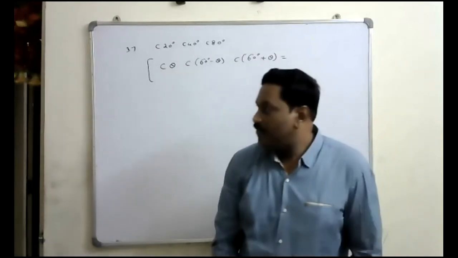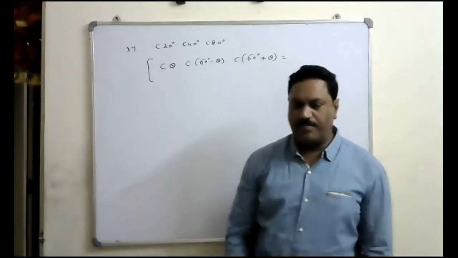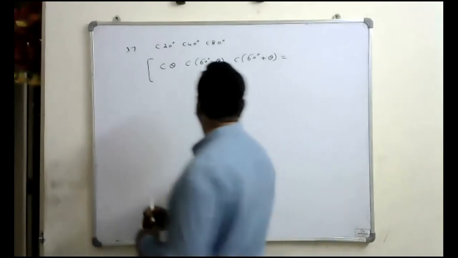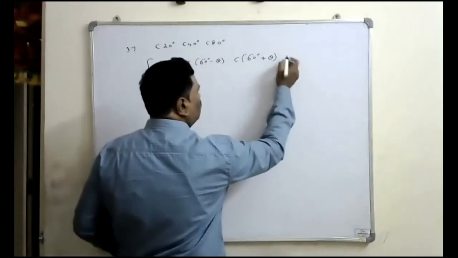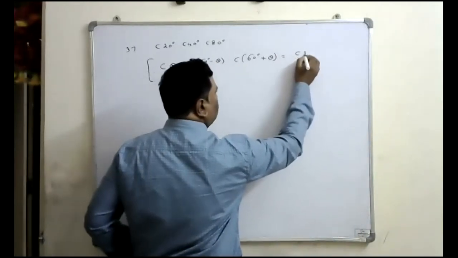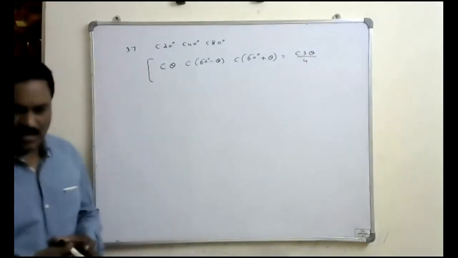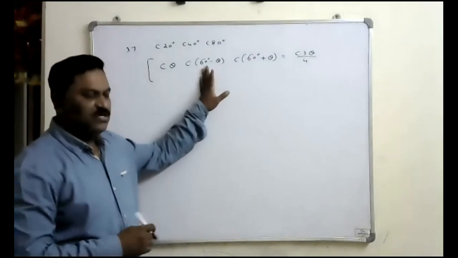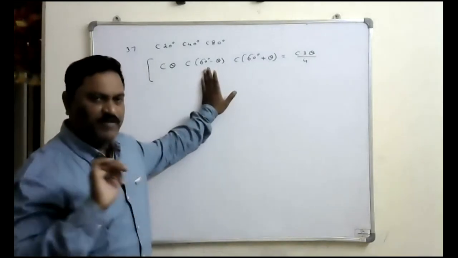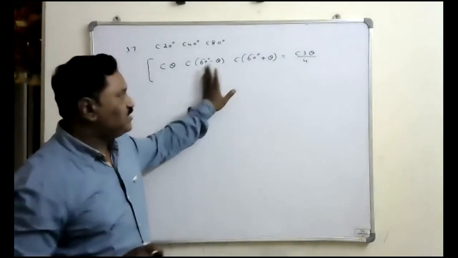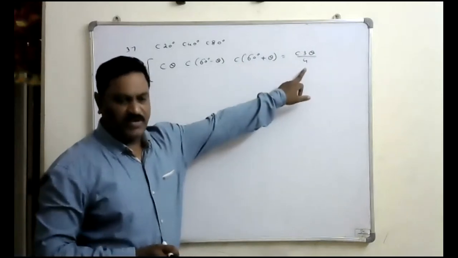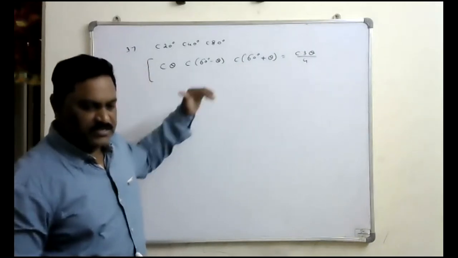Cos theta into cos 60 minus theta into cos 60 plus theta. We have proved that this is cos 3 theta by 4. That is the result I gave in the last class. Not only for 60, but for 120, 240, and 300. For all those angles you get the same result. So we have to consider this result.